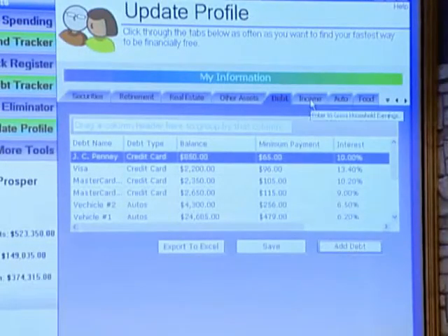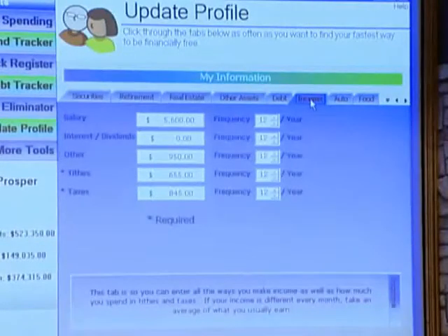Going up here to our tabs, here's our income. Your salary, interest or dividends, any other. Here's your tithes, here's your taxes. You say, well, I don't know what that is. Take your check stub, your paycheck, and look at what it is.